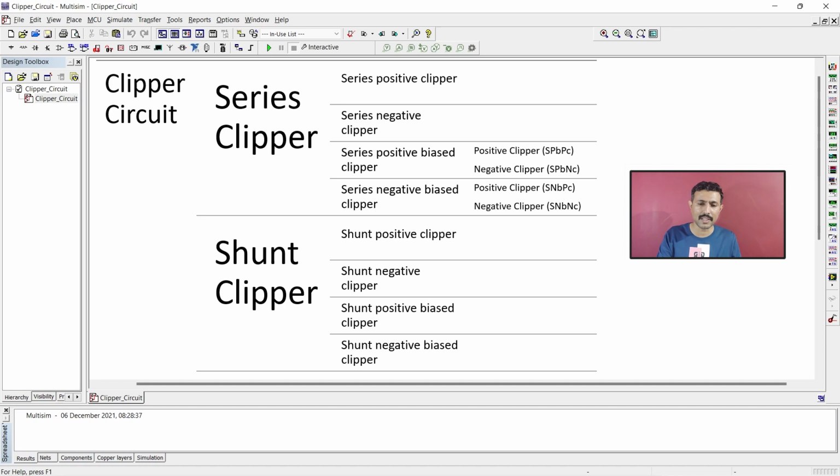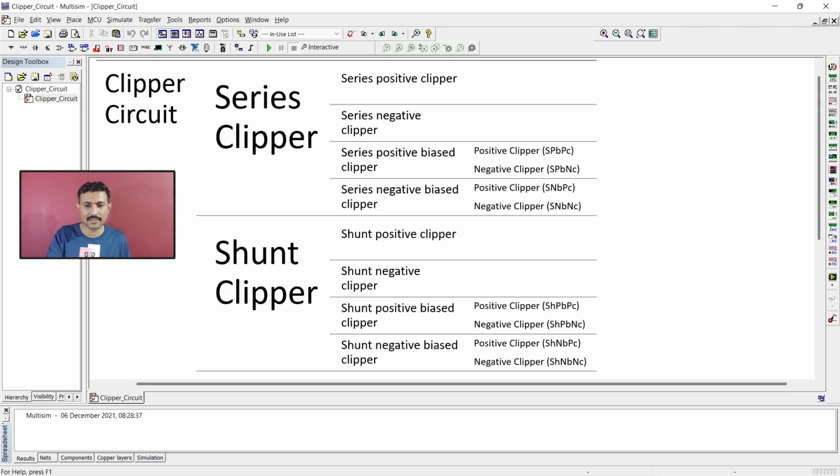So, like these two clippers, even shunt clippers are also subdivided as shunt positively biased positive clipper and shunt positively biased negative clipper. The same way, shunt negatively biased positive clipper, shunt negatively biased negative clipper. So this is the full classification of clipper circuits. So together this bunch becomes 12 types of clipper circuits.